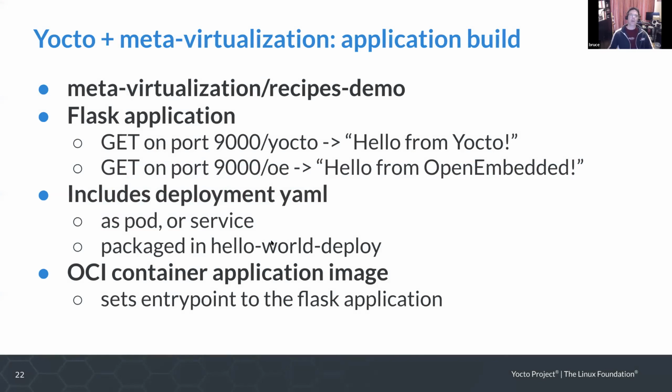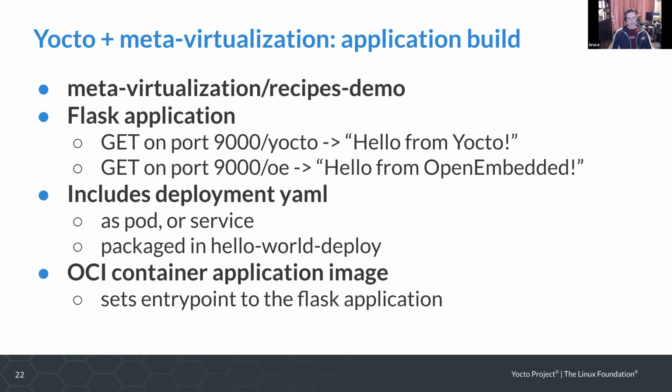So what I did was, I think I haven't pushed it yet, but I will shortly. I created a recipes demo subdirectory. I took a simple Python Flask application that I wrote, and it just answers if you do a get on port 9000 Yocto, you get hello from Yocto, and a get on port 9000 OE, you get hello from OpenEmbedded. That demonstration application also includes the deployment YAML for Kubernetes. You can do it as a pod or a service, and it's packaged in something called Hello World deploy. And that's what I use to do the deployment here.